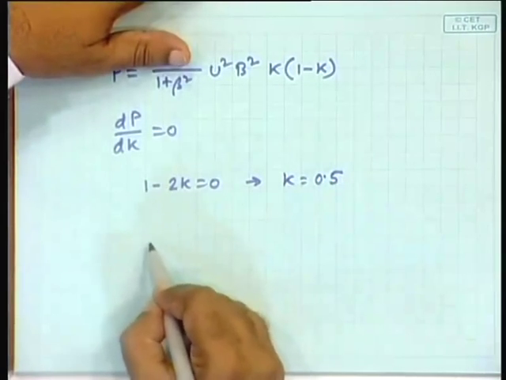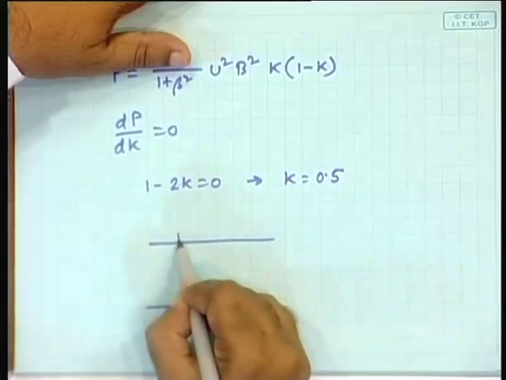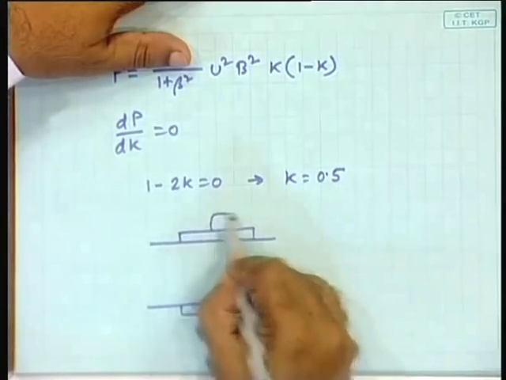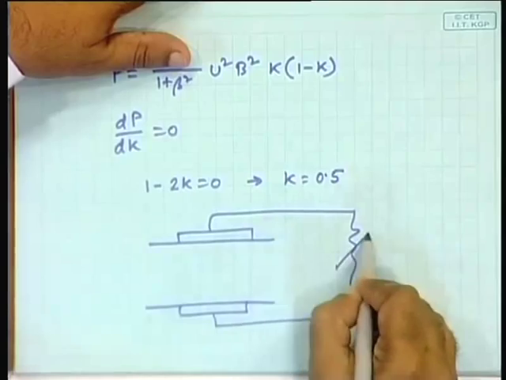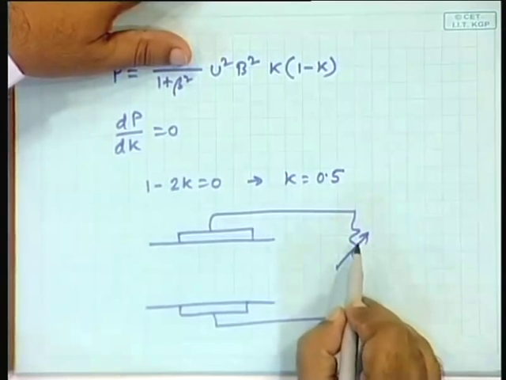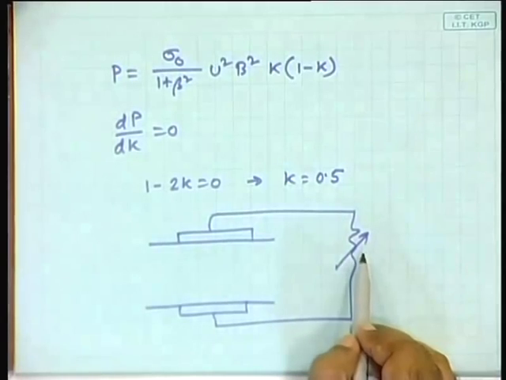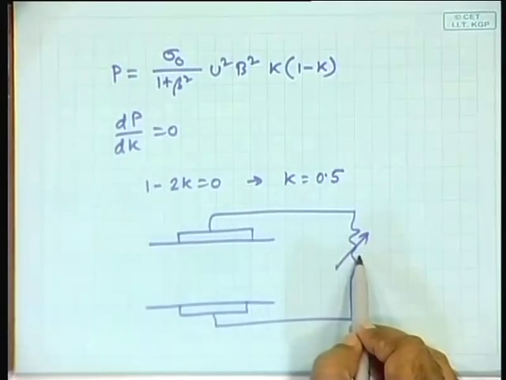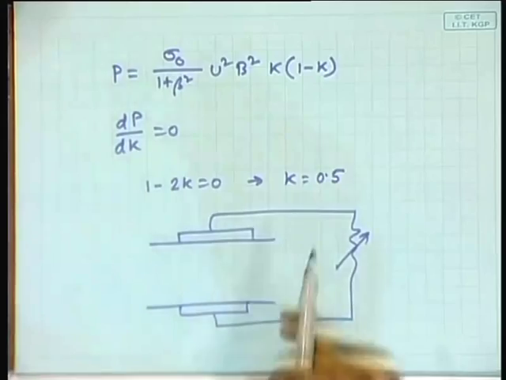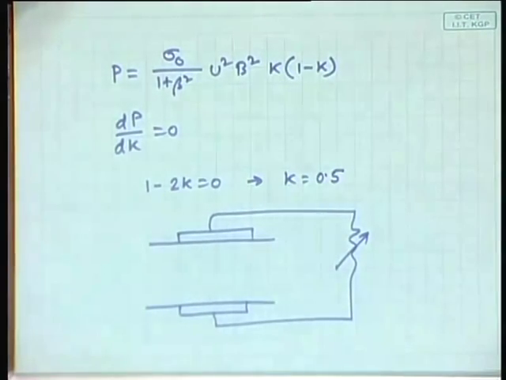So you have the arrangement like this, and there will be an external load. That external load has to be variable, and it has to be so set that K becomes 0.5. K depends on the external load, and this can be done by a power electronic controller in between. Today let us stop. We will continue with that in the next class.